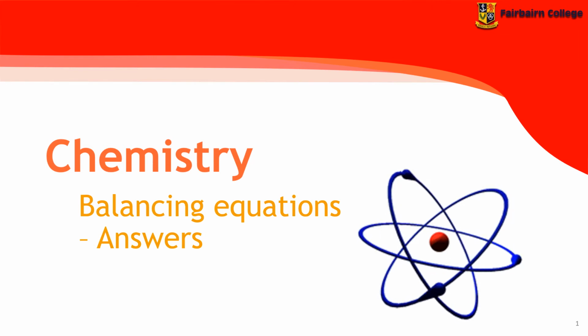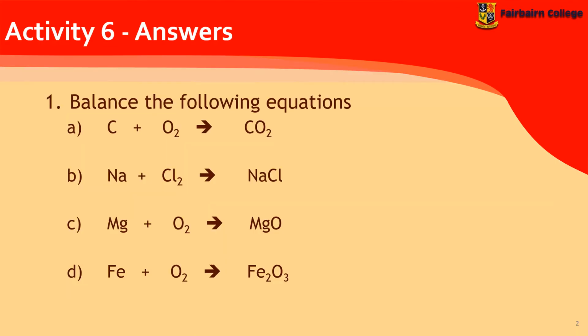So for this video, I'm just going to provide the answers for the activity from the previous video, where you had to balance the equations. So for the first question, you were given the chemical formula. You just had to balance it by changing the numbers in front of the molecules to balance the left and the right hand side. So let's look at A.